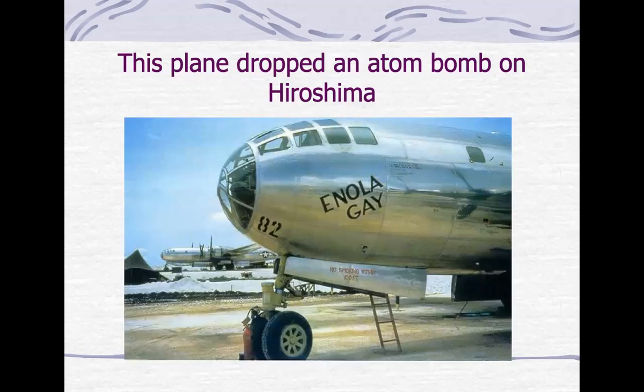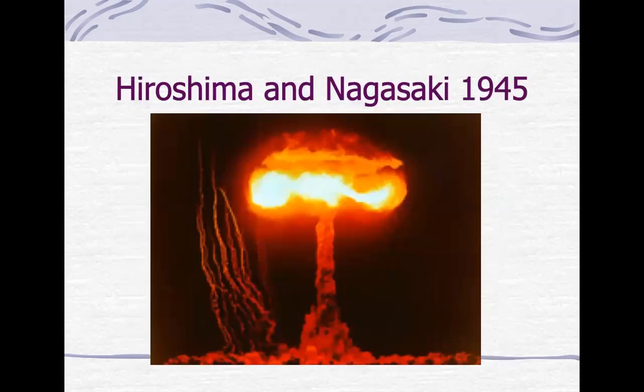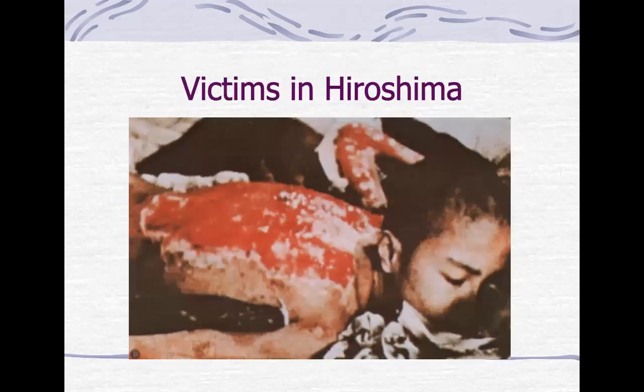So this is the plane that dropped the atom bomb on Hiroshima. That was the major turning point in the war, when the U.S. dropped the atom bomb on Japan, and that's really when Japan decided we're going to have to surrender. They're just too powerful. So yeah, there's the atomic bomb that was dropped. Well, it looks like the one that was dropped. So Hiroshima and Nagasaki, 1945.